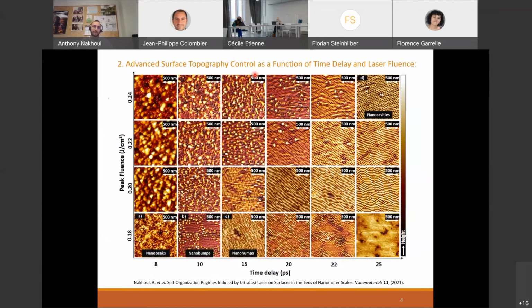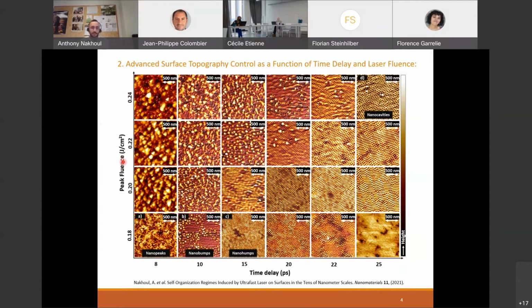So now I will start presenting some of my results. This result was published in our first article in Nanomaterials this year. Here I'm presenting the same experiment as before, but characterized by AFM with a little bit higher resolution. Here we can see how we are controlling the time delay between 8 and 25 picosecond and the peak fluence between 0.18 and 0.24 joule per centimeter squared.